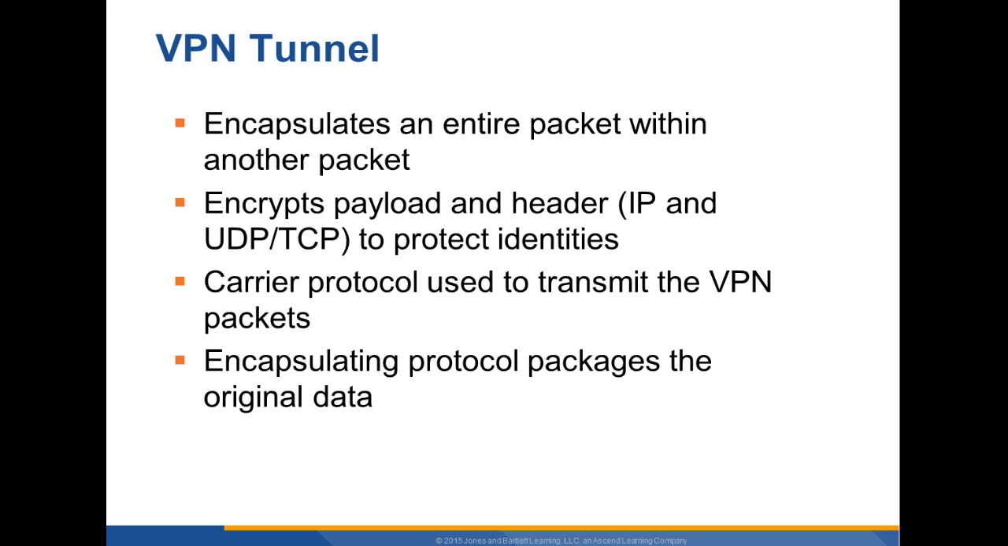The VPN tunnel encapsulates an entire packet within another packet. It encrypts the payload and header, IP, Internet Protocol, and UDP/TCP, to protect the identities. The carrier protocol is used to transmit the VPN packets. The encapsulating protocol packages the original data.